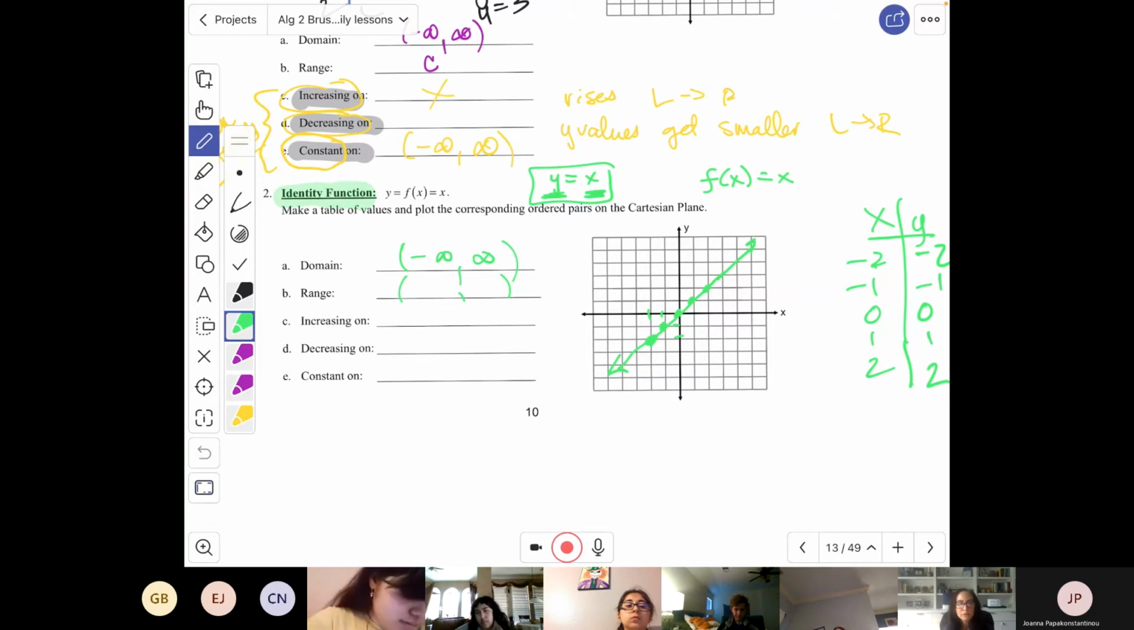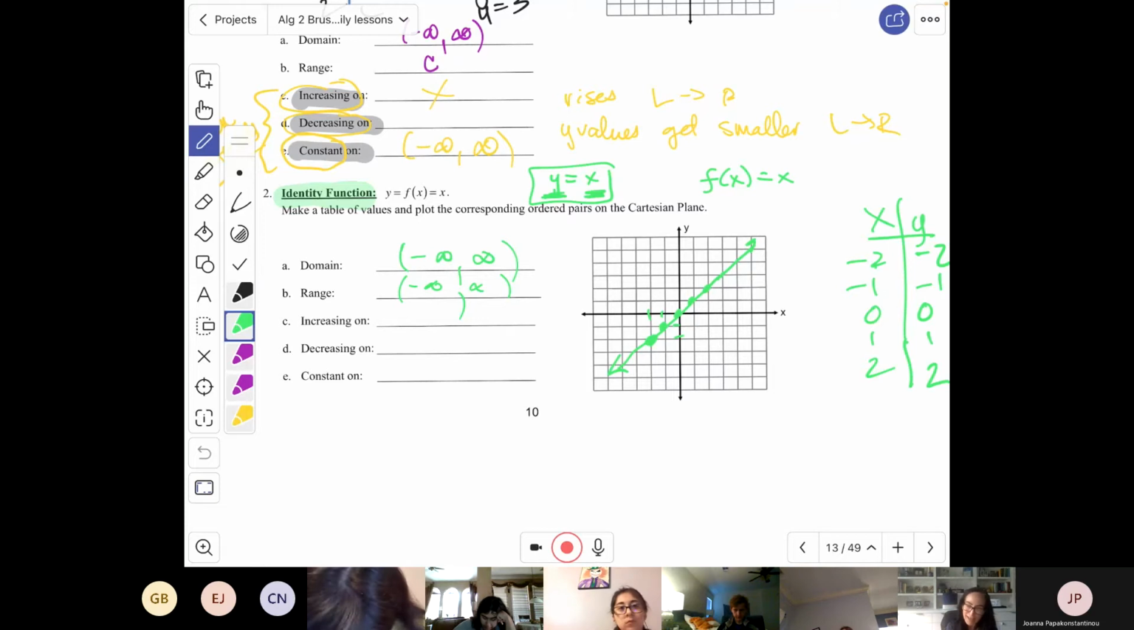Ariana, Abiela, Christopher, do we have any ideas? If I'm looking at the range, the y value, what is the smallest y value that this graph takes on? It's -infinity to infinity, right? Because it goes on forever and ever and ever. There are no restrictions on x or y in that case.